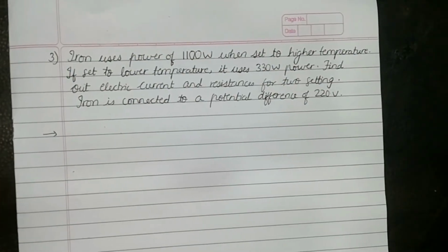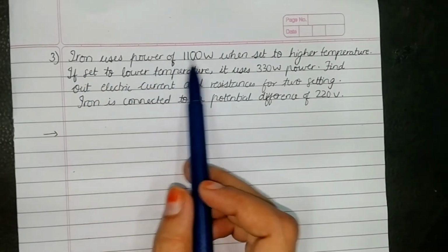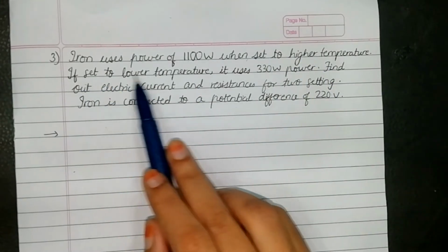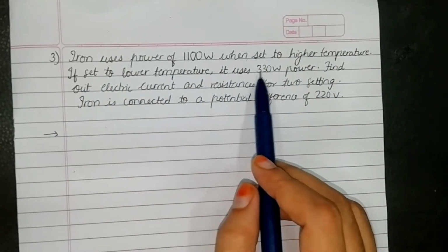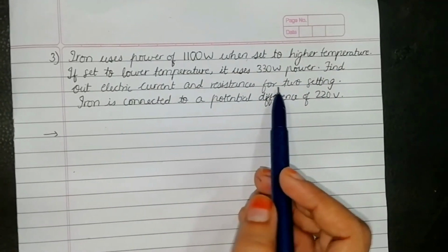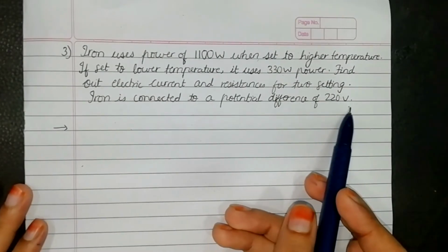Alright guys, now we are on the third sum. The question is, an iron uses power of 1100 watts when set to higher temperature. If it's set to lower temperature, then it uses power of 330 watts. Find out the electric current and resistance for the two settings. The iron is connected to a potential difference of 220 volts.